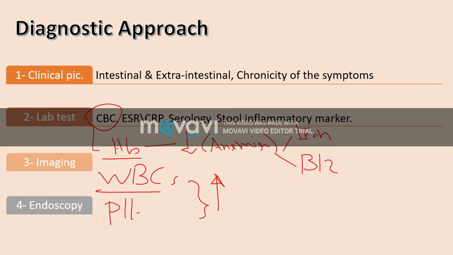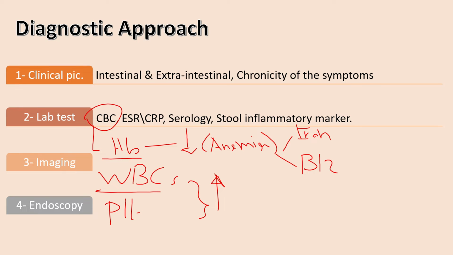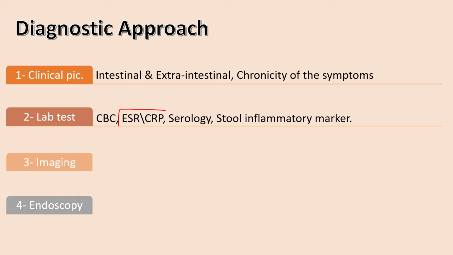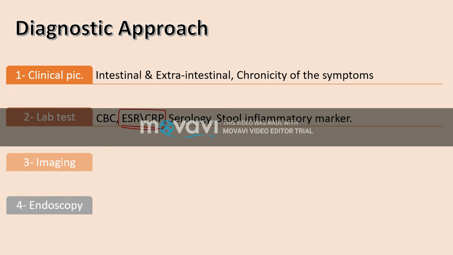The terminal ileum is the most affected part of the GI in case of Crohn's. So these are the findings suggestive of IBD in CBC. Regarding the ESR, CRP, also expected to be elevated as they are inflammatory markers. General, non-specific, can be elevated due to any condition or any inflammatory process affecting the body.